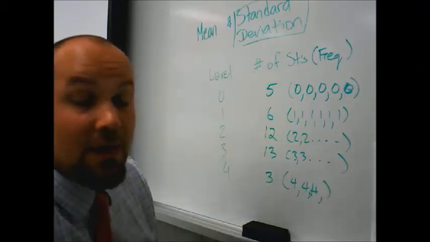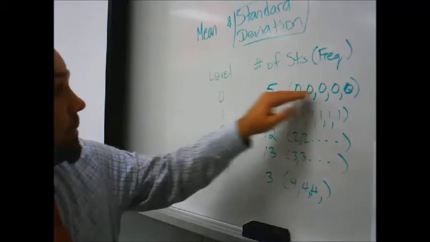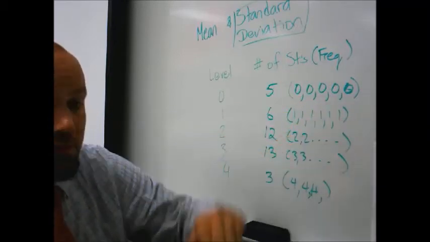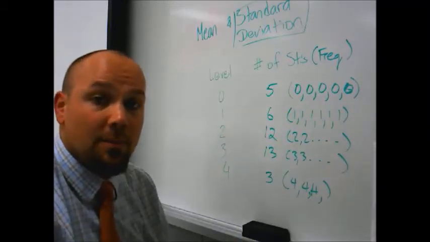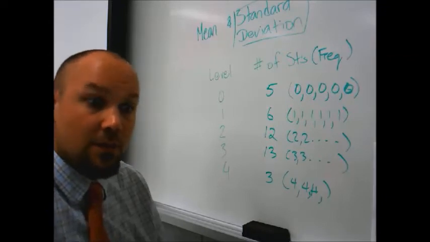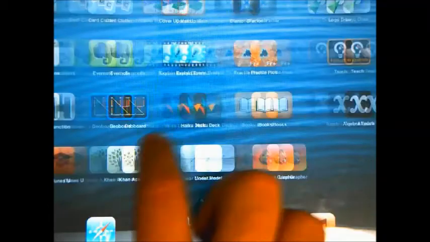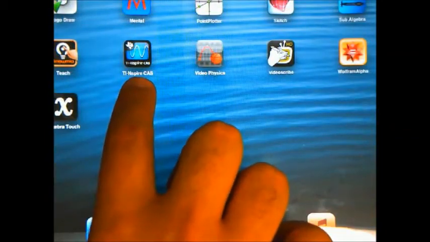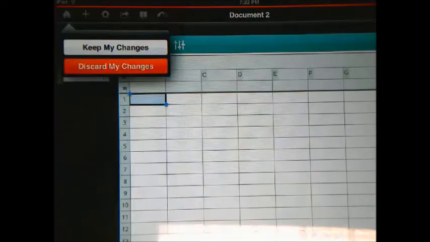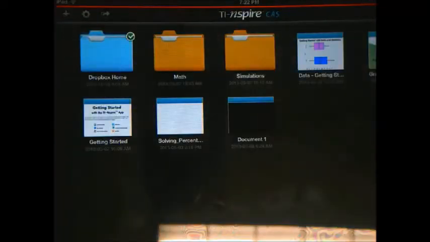Now, instead of us having to manually add up all these zeros plus all these 1s plus all these 2s, we're going to get the program in the iPad to actually do it for us. All right, so here we go. The first thing you're going to do is find this program here, TI Inspire CAS, and open that. Whatever the screen is, I want you to go up to the top, right to the top where it says Home, and discard your changes.